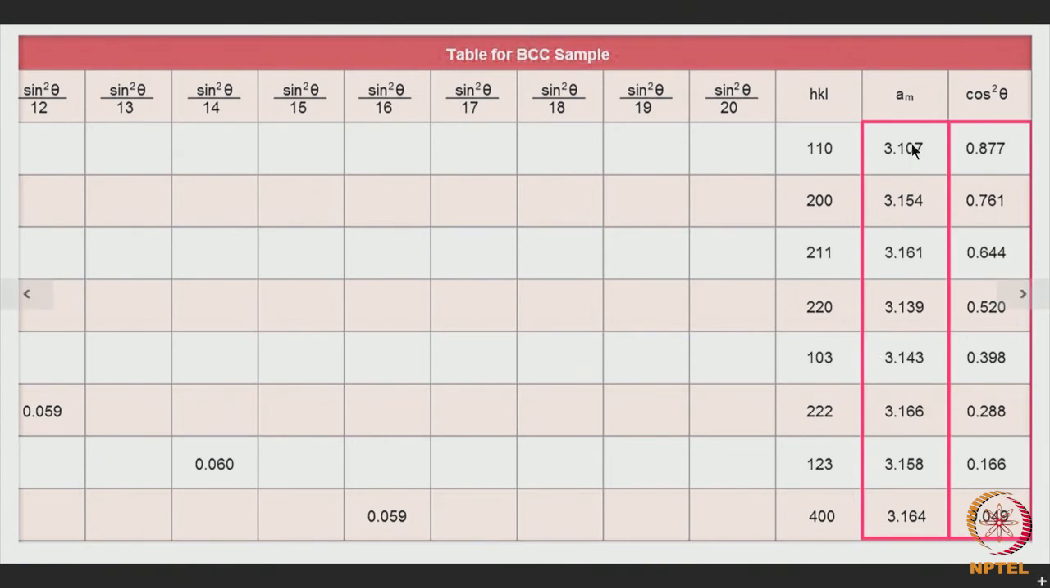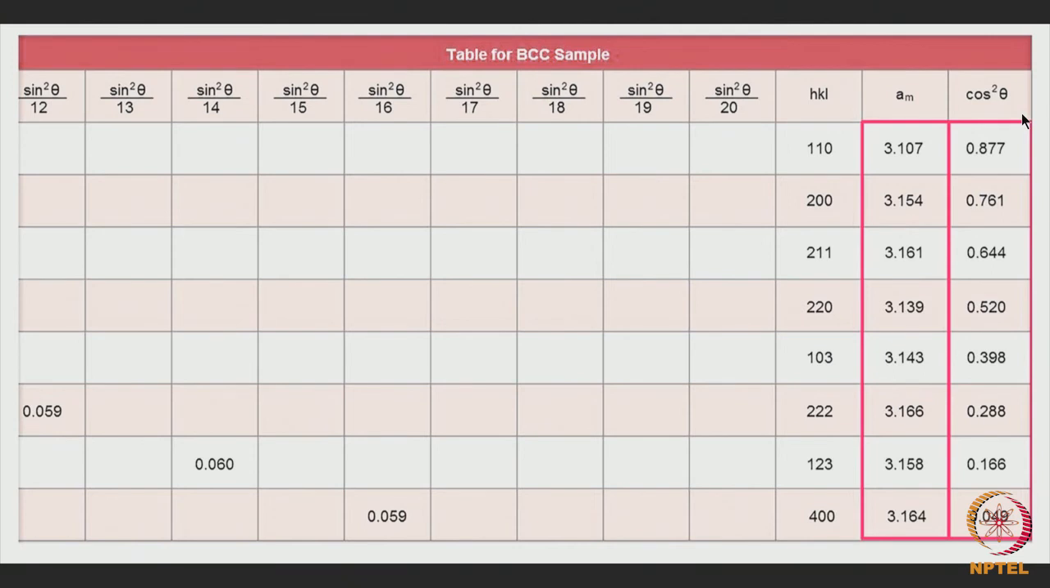Now, we know the sin square theta values. We plotted the sin square theta values for the 8 lines also. From there, we can immediately find out the corresponding cosine square theta values. So, here we have got 2 tables. This table gives us the values of the measured lattice parameters from the different lines in the X-ray diffraction pattern, and these are the corresponding cosine square theta values for the different lines.